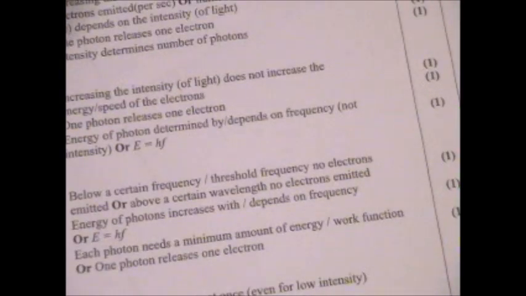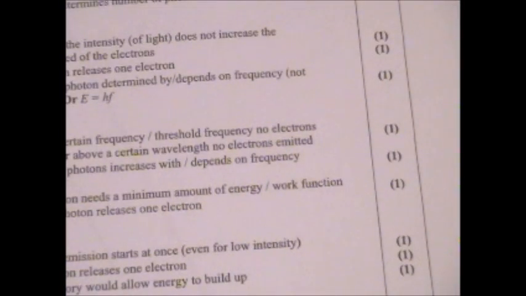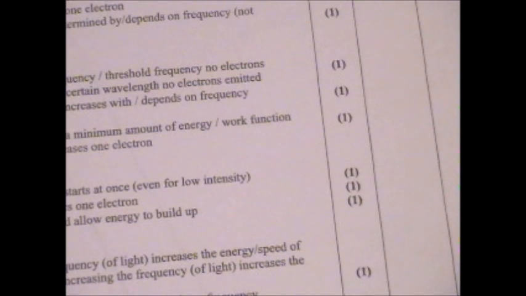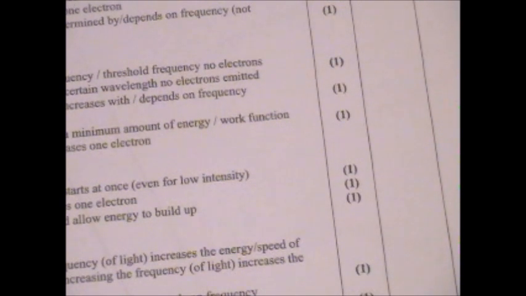Okay, so you can only get those 3 marks together. You can't get one of these 3 marks and then one of the next ones. You can only get these in chunks of 3s. So if you then discussed increased intensity does not increase the energy or the speed of the electrons, again you could still mention here the 1 photon releases 1 electron, in other words a 1-to-1 relationship. But this shows the idea that the intensity does not increase the energy of the electrons, then the energy of the photon is determined by the frequency, okay, and not the intensity. So if you're talking about increased intensity does not increase the speed or the energy of the electrons, you need to link that to the fact that the energy of the photon is determined by the frequency and not intensity.